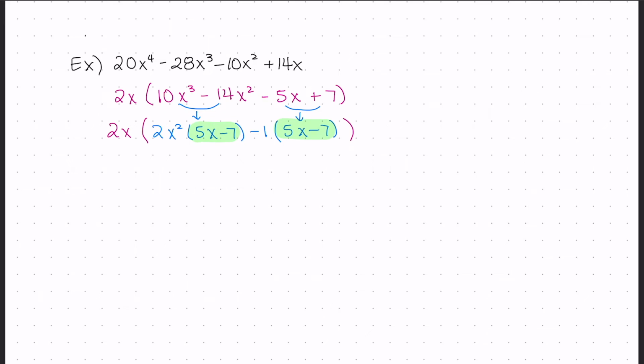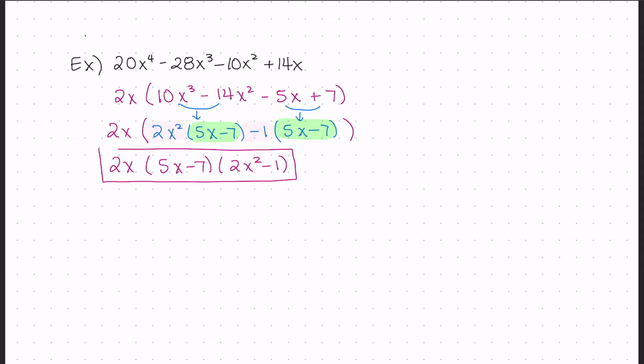So I still have this 2x here. I have that 5x minus 7 that matches, so I can factor that out. And then I am left with 2x squared minus 1. Now, there's a lot going on in this problem, so if you need to go back and rewatch my explanation, feel free. Pause the video to take a look at it before we move on, but that's how you do this problem.